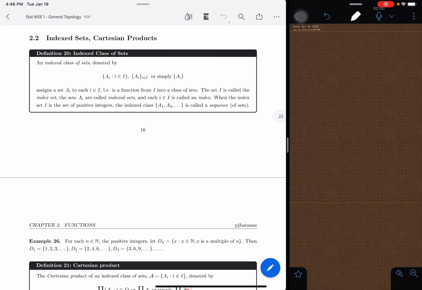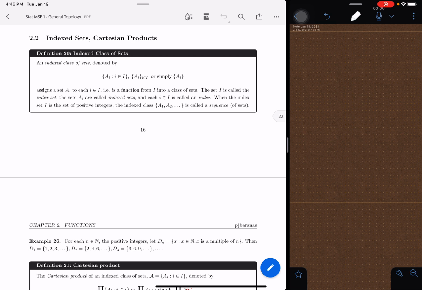In this video, I'm going to discuss indexed sets, associated set functions, and algebra of real valued functions. Okay, so let's start with indexed sets and Cartesian products.